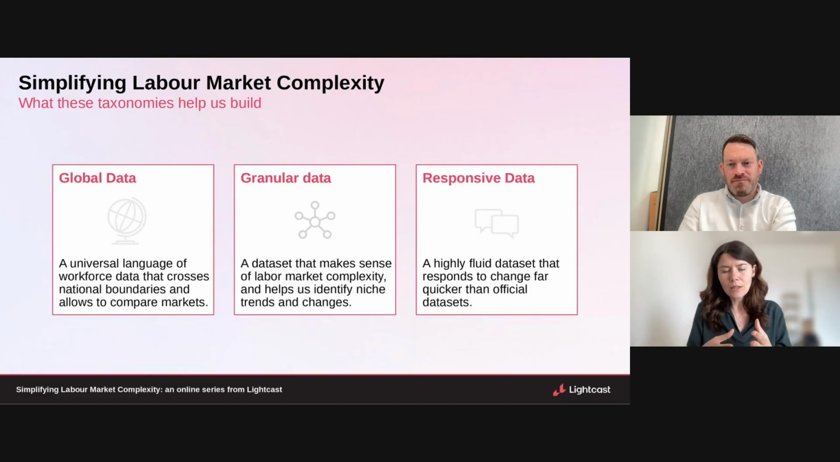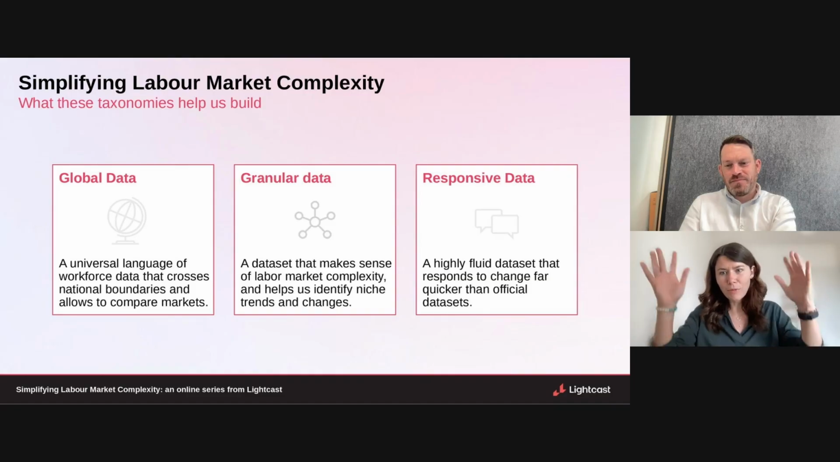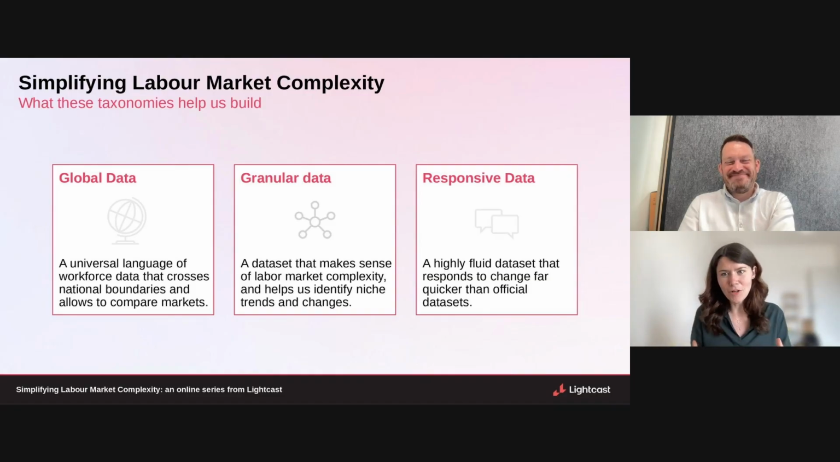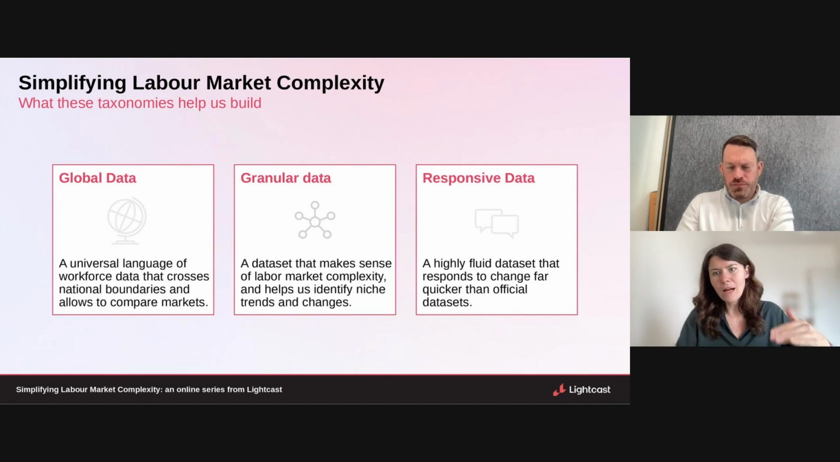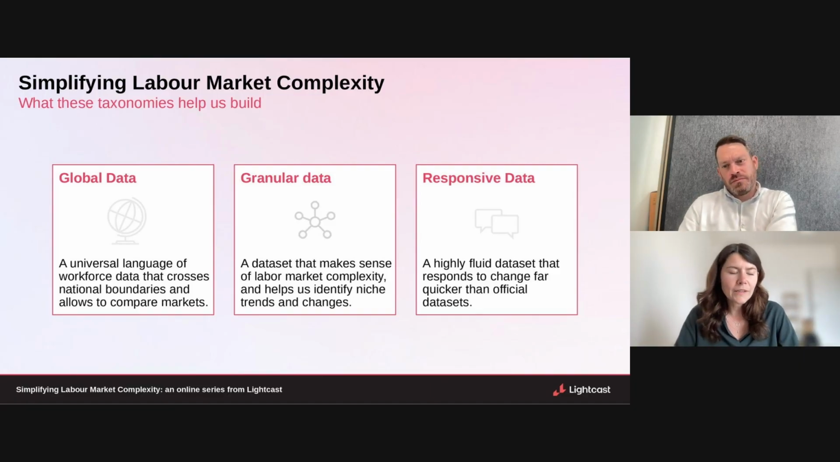And the Lightcast occupation taxonomy sits somewhere in the middle, in the sense that it provides a granular understanding of the labor market, but normalizing some of the differences that we see between employers. Because when a business is looking for a data analyst or an analyst brackets data, that's the same type of job. We need to capture it all in one bucket. But that needs to be separate from other business analytics jobs, for example, or other data science jobs. And then lastly, responsive.